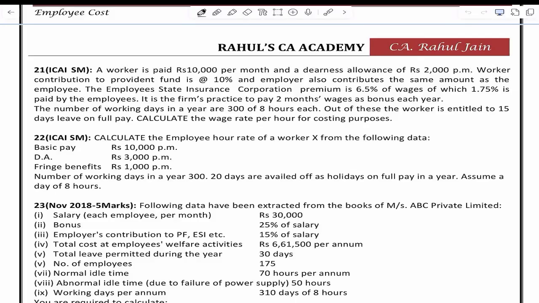Guys, when they do not mention anything and they simply say that contribution to provident fund is 10%, ESI is 1.75% or whatever, it will be as a percentage of both basic and DA. If nothing is specified guys, it should be as a percentage of basic plus DA. Even if they use the word wages guys, the word wages will obviously include all the amounts that you're paying. So include both basic and DA. So it will basically be on that 12,000 multiplied by 12 months, 1,44,000.